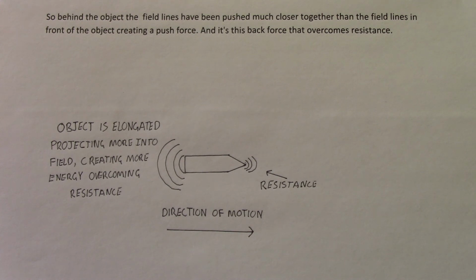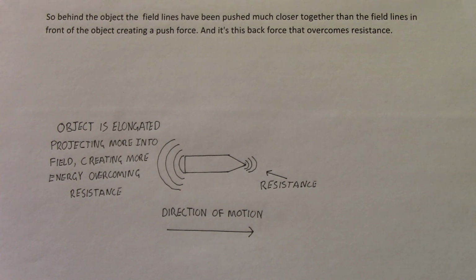Now the force of acceleration begins to change the shape of the object. It contracts the front of the object, and this is why we have length contraction. It also begins to elongate the object. Now this elongation projects into the field much more than the object's velocity does. So behind the object, the field lines have been pushed much closer together than the field lines in front of the object. And this creates more force or energy behind the object.